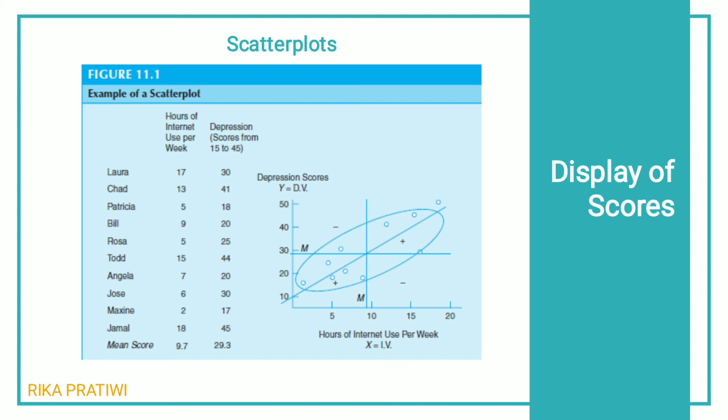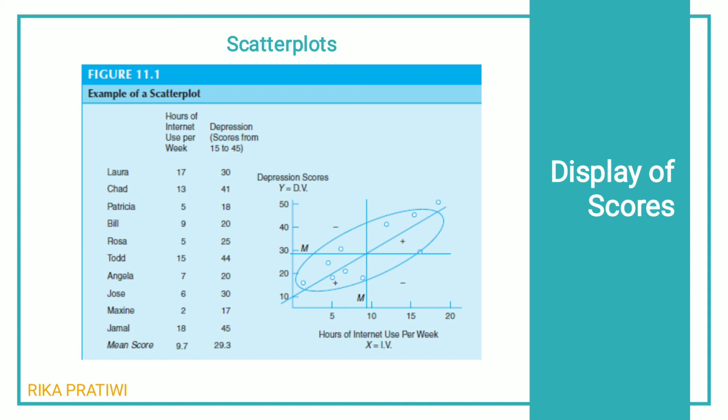And this is the example of the scatter plots. In this table, hypothetical scores for 10 students are collected and plotted on the graph. Several aspects about this graph will help us understand it. The hours of internet use variable is plotted on the x-axis, the horizontal axis. The depression variable is plotted on the y-axis, the vertical axis.